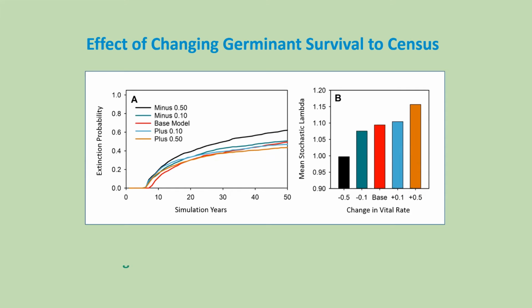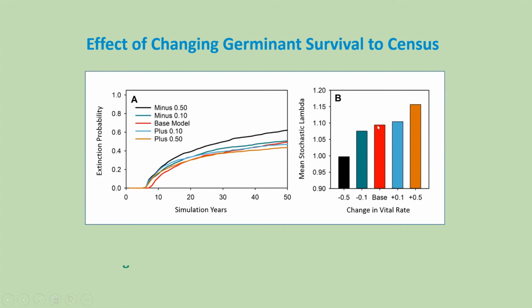So you can see that if you change germinant survival to census, for starters, the base mean stochastic lambda is well over 1. It's like 1.08. This means that on average, this population is going to be able to persist through time. In fact, according to that, it's going to grow by 8% every year. But remember, that's just the average. If you drop germinant survival to census in the model by 50%, then mean stochastic lambda now goes slightly below 1. So it had a big effect.